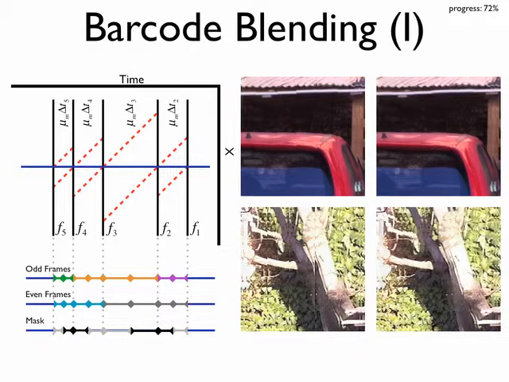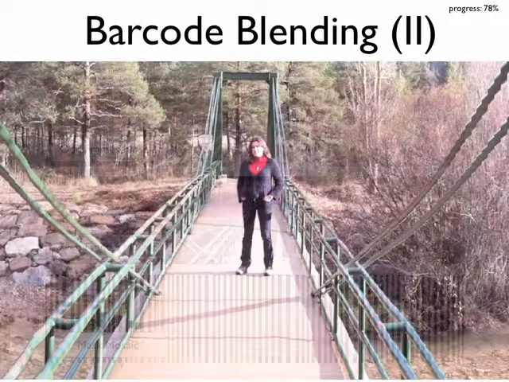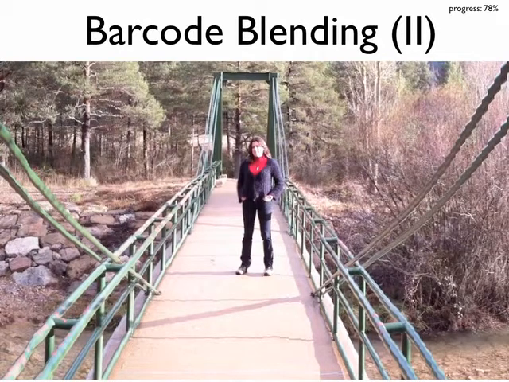This is how it looks in a real example. As you can see, it's called barcode blending because the resulting mask is like a barcode. And this is the result without barcode blending. And applying the barcode blending, look here at the bridge. If you apply the barcode blending, you see that the results are much better without losing detail.